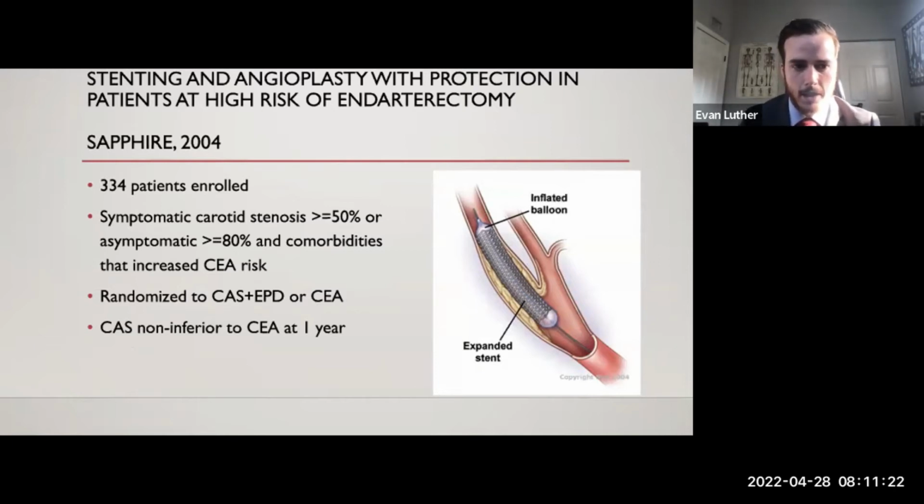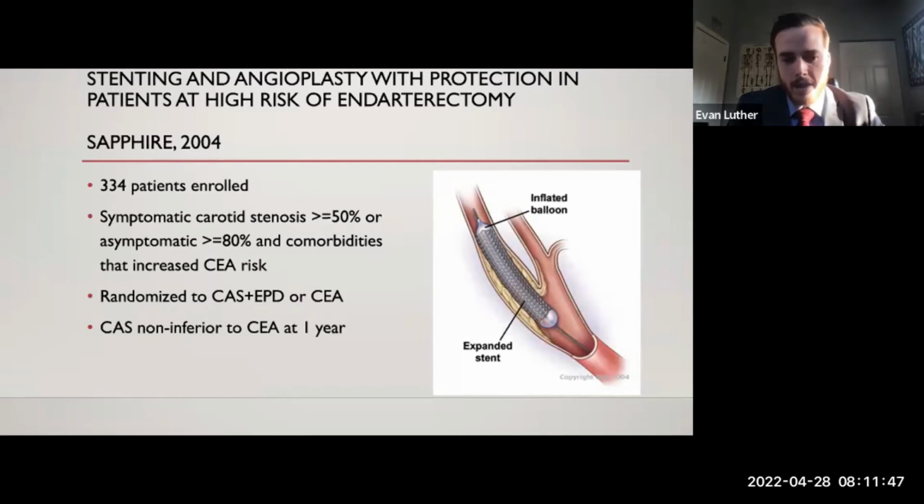So again, a lower number than the prior endarterectomy trials. You can see that this is about 330 patients. So it's almost an order of magnitude smaller than the prior trials. But the reason, I think, is that the inclusion criteria for this trial were much more stringent. They were really looking at either symptomatic carotid stenosis greater than 50% or asymptomatic greater than 80%. And these patients had to have comorbidities that put them at increased risk from endarterectomy.